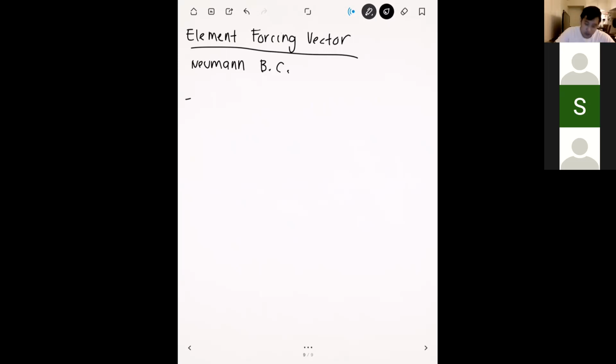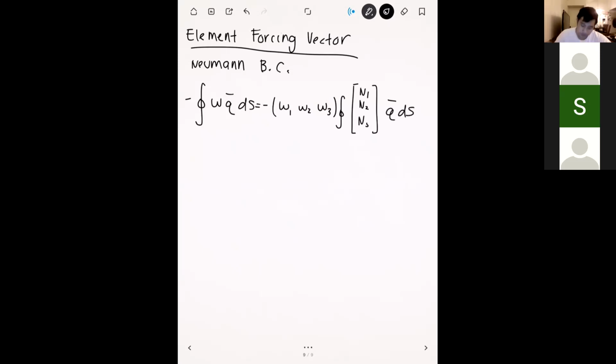Okay, so for the Neumann boundary condition term, that integral looked like this: the line integral of W q bar ds. If we plug in our expressions for W, then we get the following. We have minus W1, W2, W3, times the integral of our shape functions N1, N2, N3, times q ds. Just like we did on the previous slide, because we have a W present in every one of these terms, we can cancel them out.